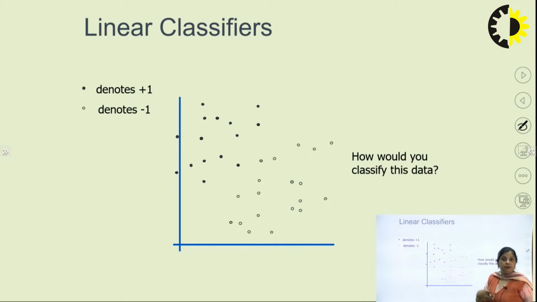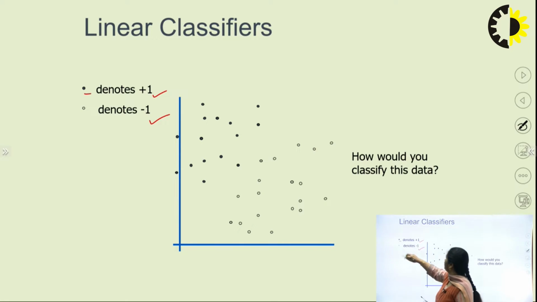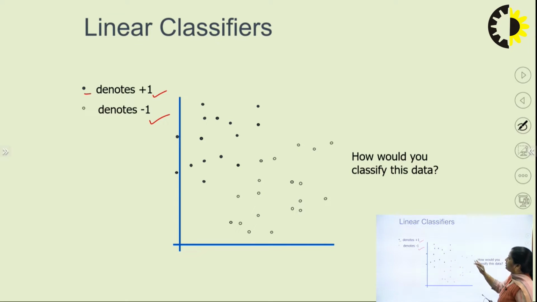So we are starting with a linear classifier to understand the concept. Here we are considering two classes. One is the positive class and one is the negative class. The positive class we are representing with solid circles and the negative class we are representing with hollow circles. In this, I have a set of objects which I need to classify. Now the question is, how would we classify this data?